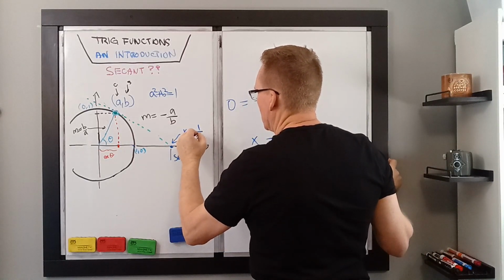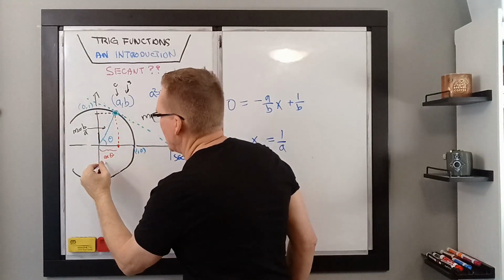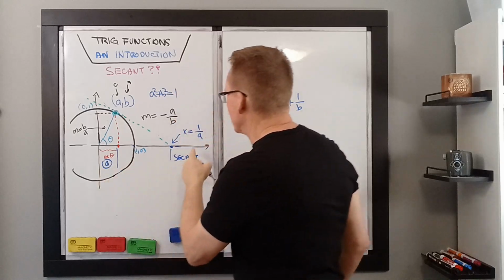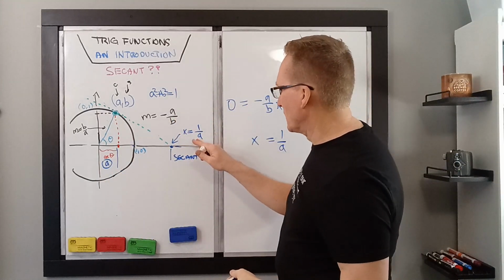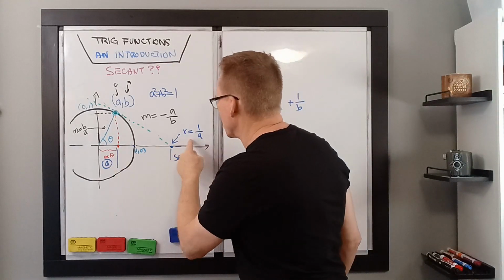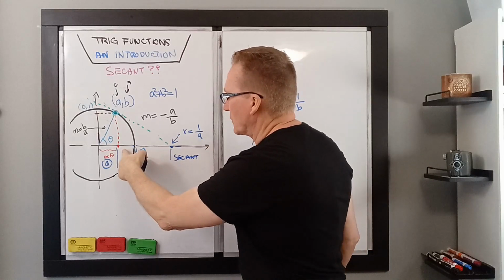1 over a. I notice the cosine value is a. So the cosine value is a. This value here is, for any value of cosine, 1 over a. So that is a true reciprocal for the cosine. Hence, we call the secant the reciprocal for the cosine.